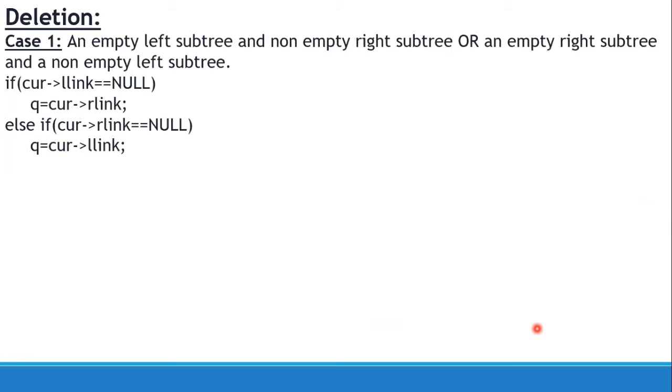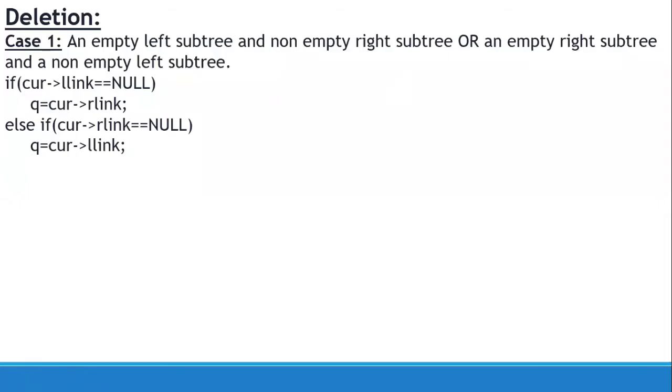Next operation is deletion. In deletion, it is important to note that once we delete a node, the order of the tree should be maintained. That is, even after deleting a node, elements in the left subtree should be lesser in value than the elements in the right subtree.